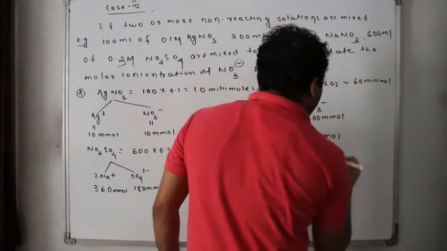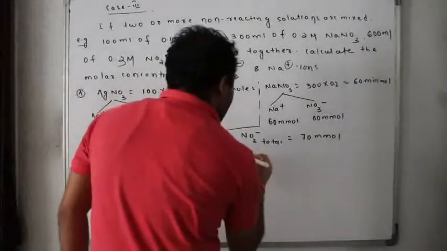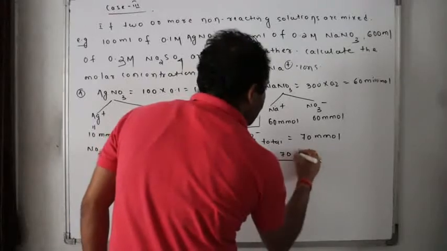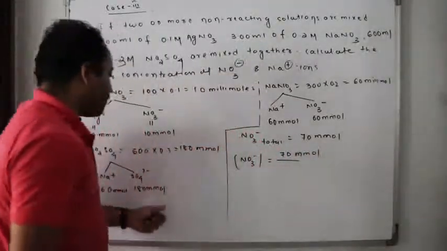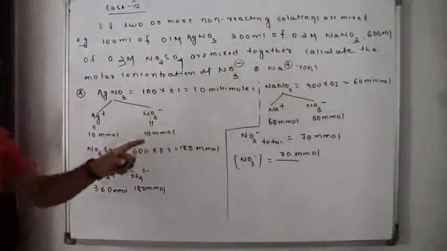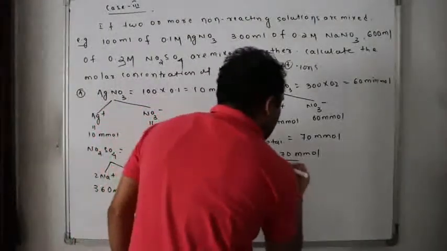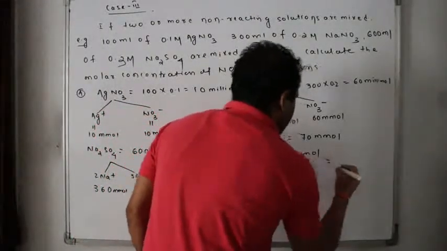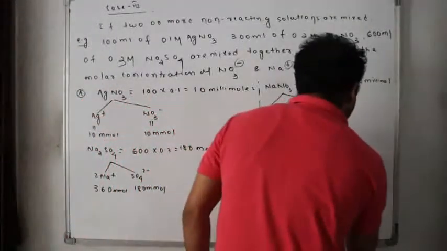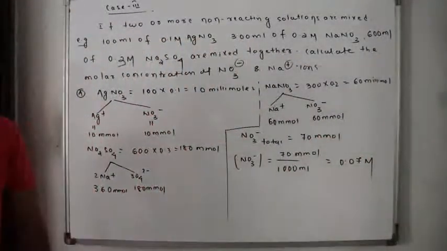70 millimoles. Now, molarity. How to find molarity of NO3 minus? Number of moles, 70 millimoles, divided by the volume in ml. How much volume here? 100 plus 300, 400 plus 600, 1000 ml. So the answer is 0.07 molar. Yes or no?